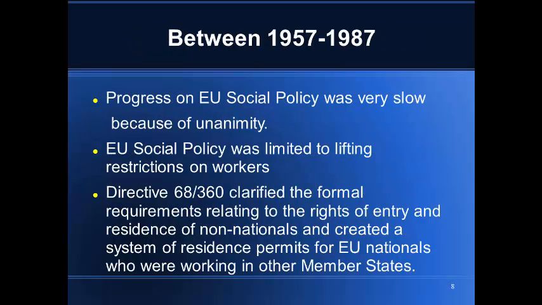Between 1957 and 1987, progress on EU social policy was very slow because of this requirement for unanimity. Also, EU social policy was limited to lifting restrictions on workers specifically. Directive 68/360 clarified the formal requirements relating to the rights of entry and residence of non-nationals and created a system of residence permits for EU nationals who were working in other EU member states.